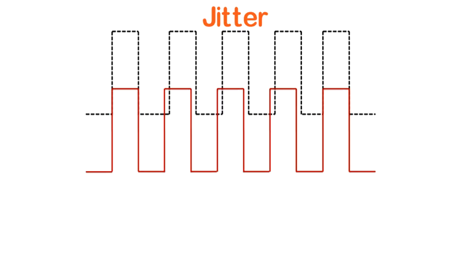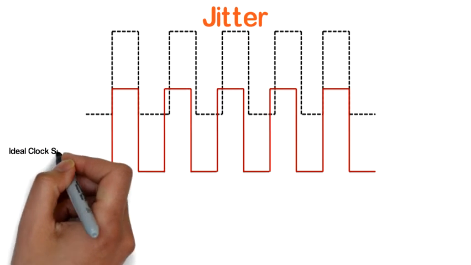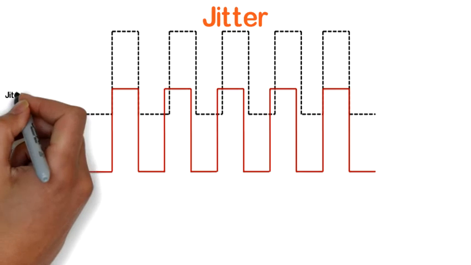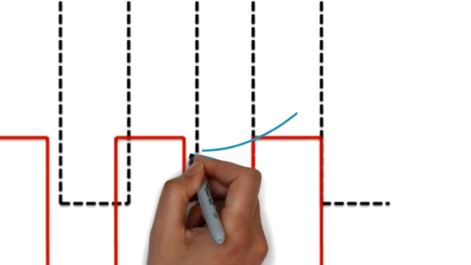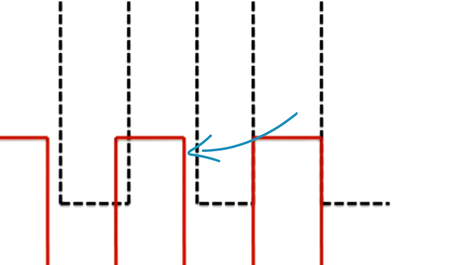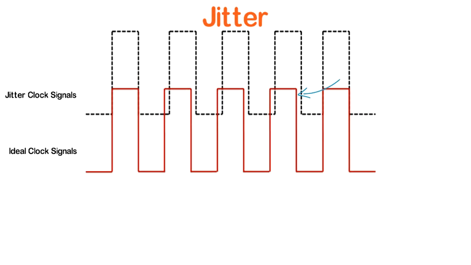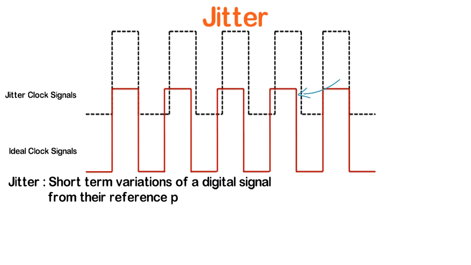First one is jitter. To understand jitter, let's look at this figure first. This solid line signal is idle clock and dashed line signal is jitter clock. We can see the rising edges of jitter clock have a displacement from the idle clock. This phenomenon of timing displacement from its idle position is called jitter. Let us discuss the definition of jitter. The jitter is defined as short-term variation of a digital signal from their reference position in time.